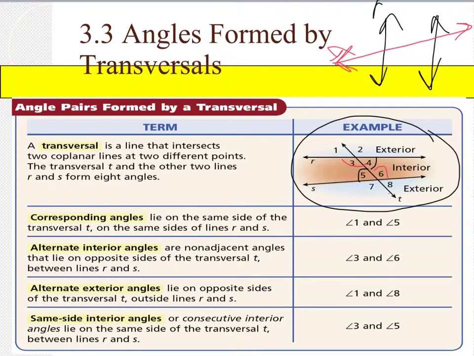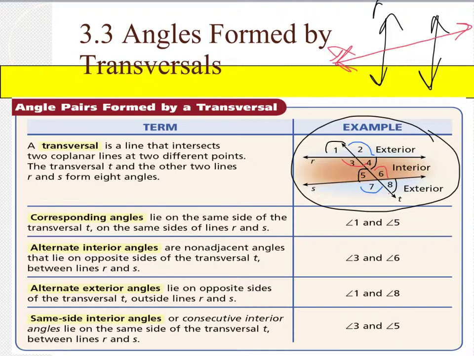That leads right into alternate exterior angles, on the outsides of our two coplanar lines going across. So angles 2 and 7 are alternate exterior angles. And lastly, we also have 1 and 8 are going to be alternate exterior angles.